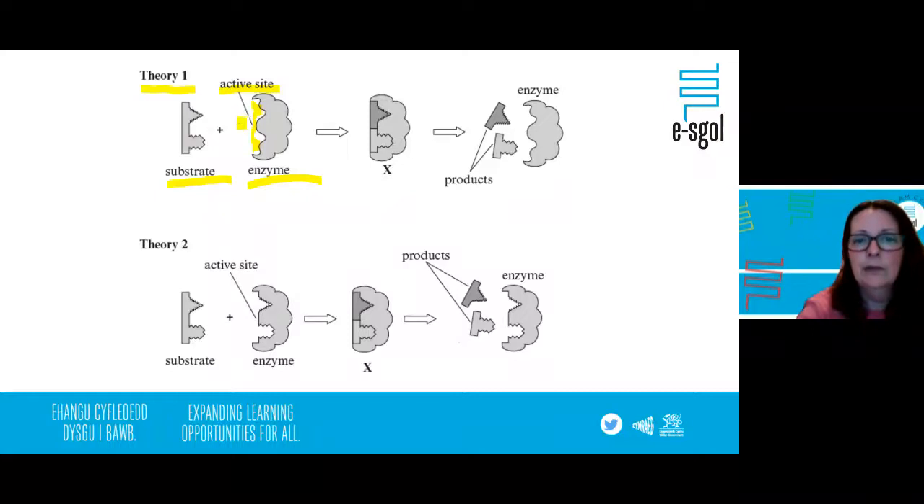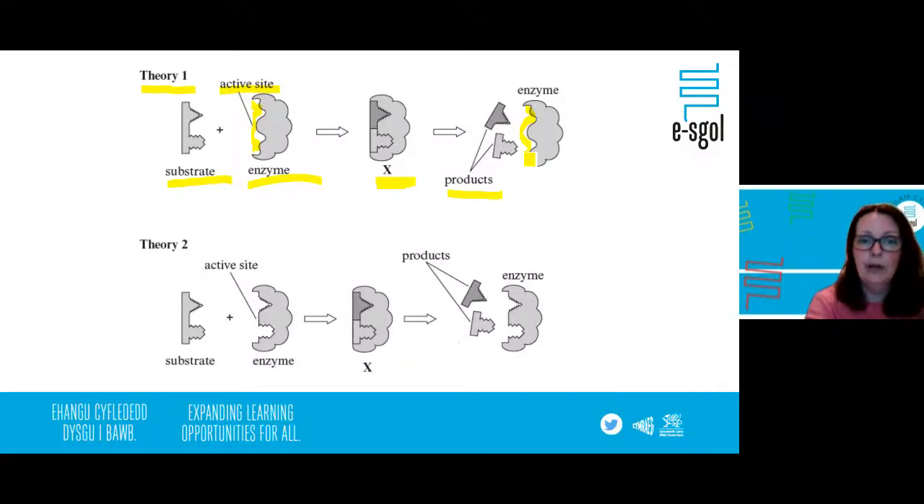As that substrate joins into the enzyme and the active site, something happens at X, something is formed. And then after that has taken place, we have our products. And you can see here that the active site, and this is important, and we haven't mentioned it yet, is now still available and ready for us to carry out that reaction again. So that's an important point that we haven't mentioned so far, that enzymes can be reused again and again.